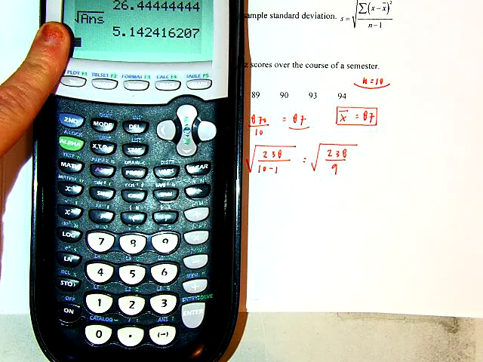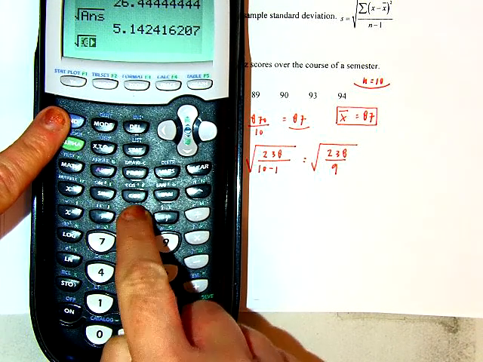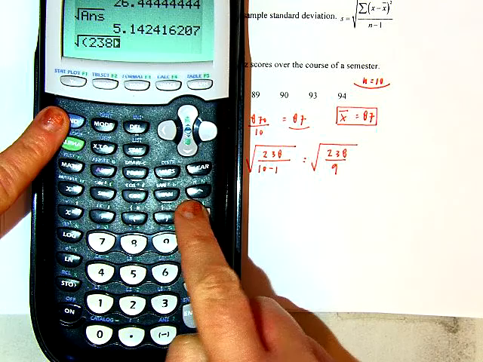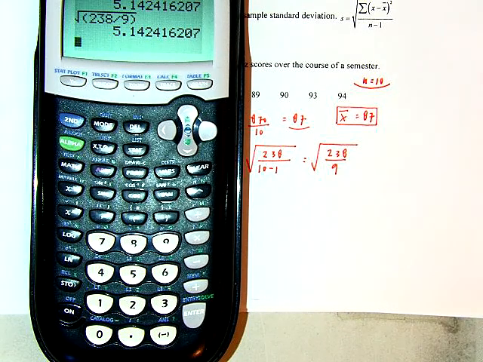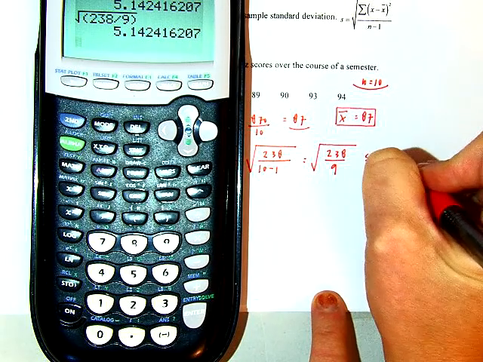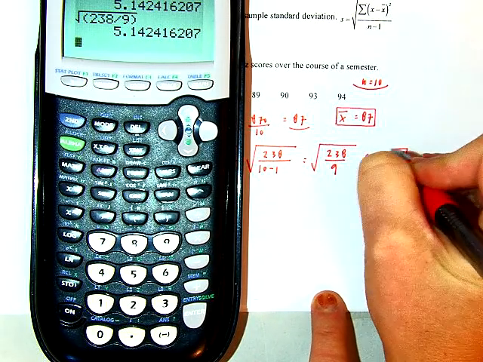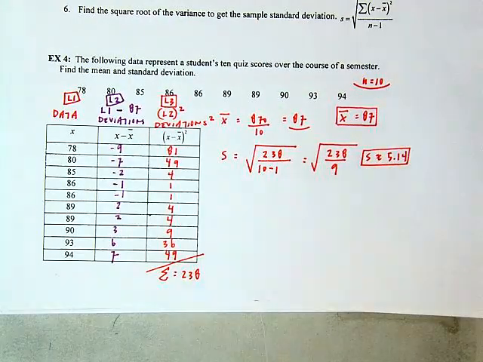There's my standard deviation. I could have also just done it like this: square root, in parentheses, 238 divided by 9, just like that. And you can see that I'm going to get the same thing. So either way, my standard deviation is about 5.14. We'll go 2 decimal spots, nearest 100. Okay. So then what does that actually mean?